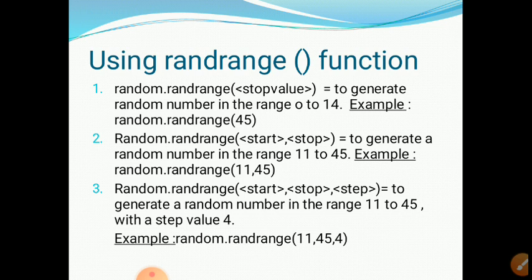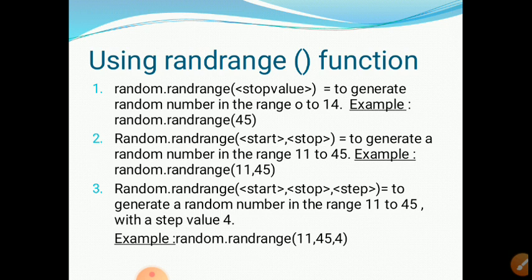Now the next function is randrange. For that also we import the random library. Look, first randrange, then the stop value. To generate a random number in the range 0 to 45, it's 45. So it will generate a number between 0 and 45. Look here, I have not given the starting value, only the upper limit, the stop value is needed. So the function is random.randrange(45).